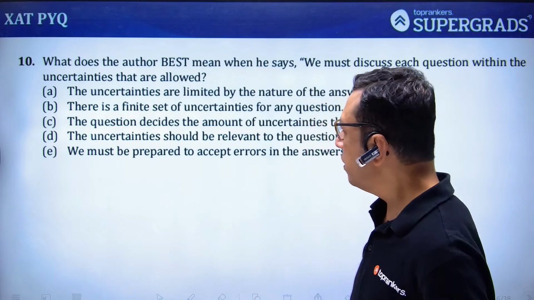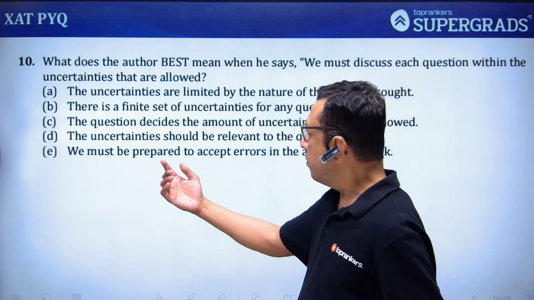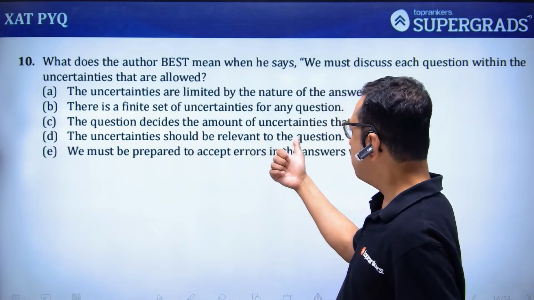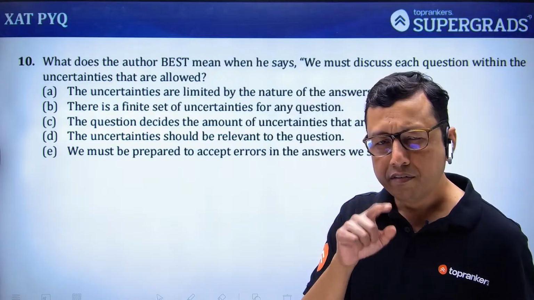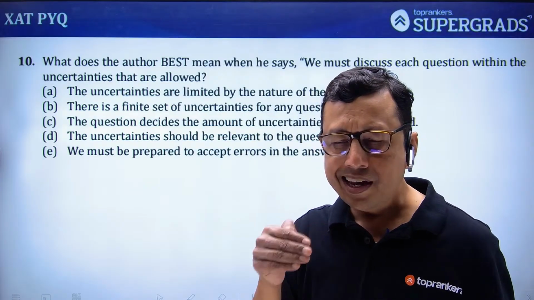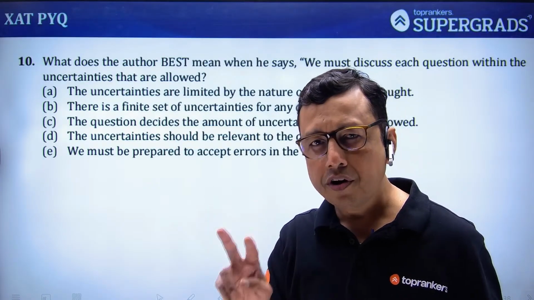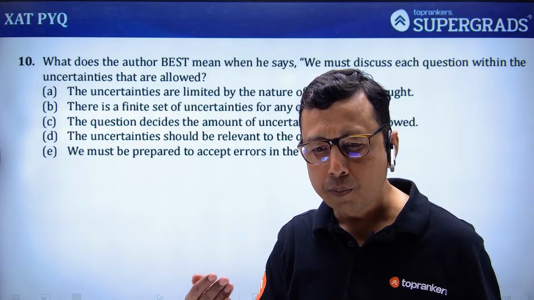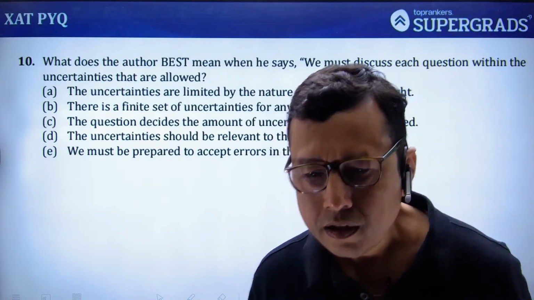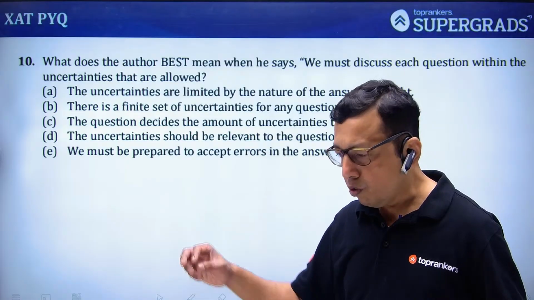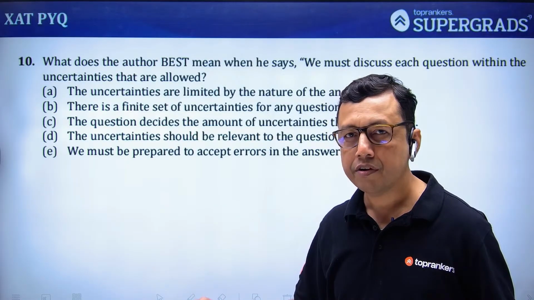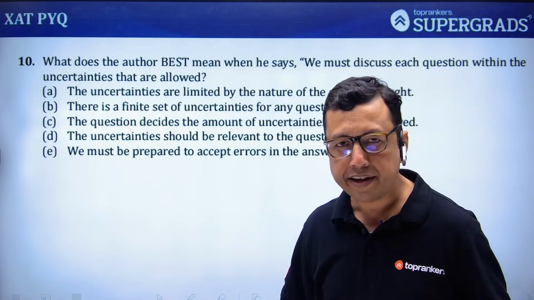That's about it. Okay. The uncertainties should be relevant to the question. What does this mean? The uncertainty should be relevant to the question, which means any uncertainty that is not relevant to the question should not be evaluated. Correct? लेकिन ये तो बड़ा restrictive हो गया. ये तो बता रहा है clearly कि only such uncertainties should be addressed, which the passage is not saying, right?